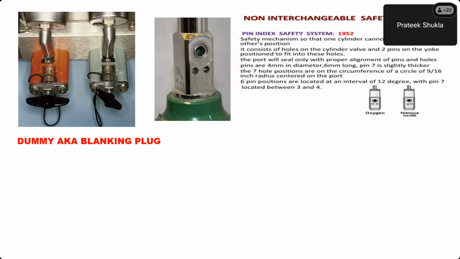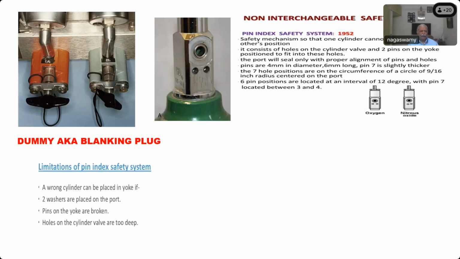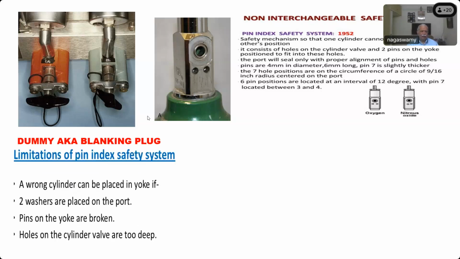Wrong gas filled in the cell, that's a manufacturing problem. But with the machine, a wrong cylinder can be placed in the yoke if two washers are placed on the bore, or the pins of the yoke are broken, or the holes in the cylinder valve are too deep. If these holes are very deep, then the pin can be easily fixed into that. So the three reasons why you can fix a wrong cylinder to the wrong yoke are: two washers, or pins broken in the yoke assembly, or the holes in the cylinder valve are too deep.